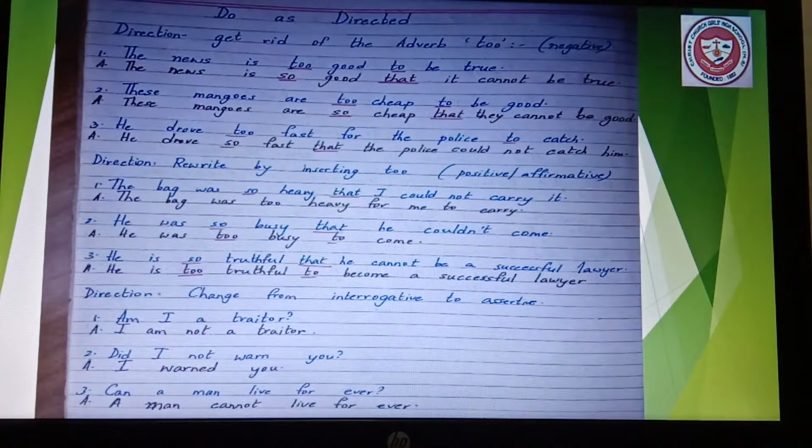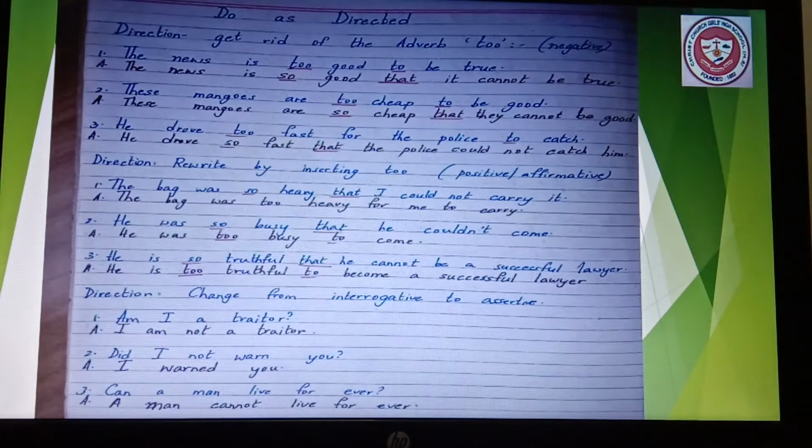Now, coming back to this, am I a traitor? I am not a traitor. When I'm saying, am I a traitor, and I'm saying, I'm not a traitor, you'll see that the meaning has changed. When I'm saying, am I a traitor, I'm actually not asking a question here. In the form of a question, I'm trying to emphasize the fact that I am really not a traitor.